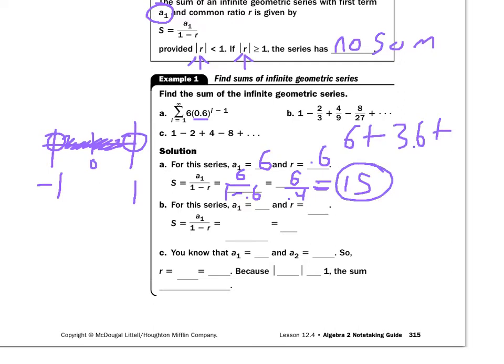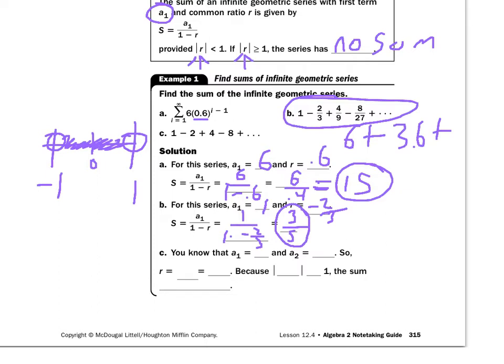All right, for b there, the first term was 1. The r number was -2/3, and if the r number was -2/3, then it is between 1 and -1, so I can do it. 1 divided by 1 minus -2/3, so that's 1 plus 2/3. And I end up with 3/5. That means if I add up all those numbers, the sum is 3/5. Now understand, some of them are positive, some of them are negative, so that's how you get down to 3/5.